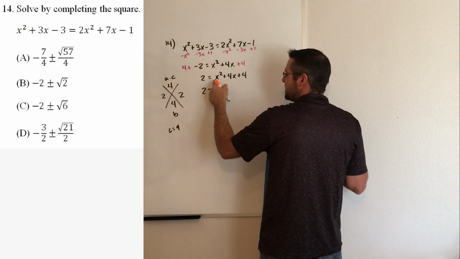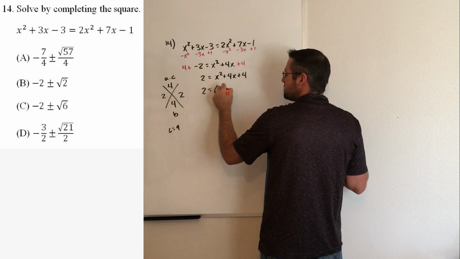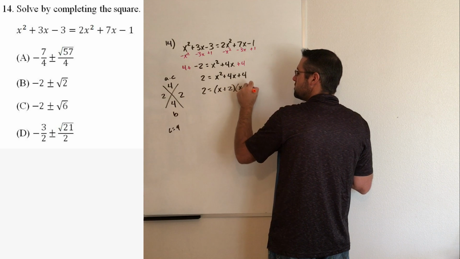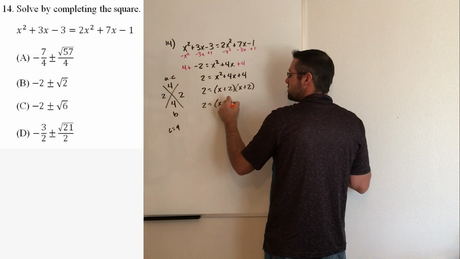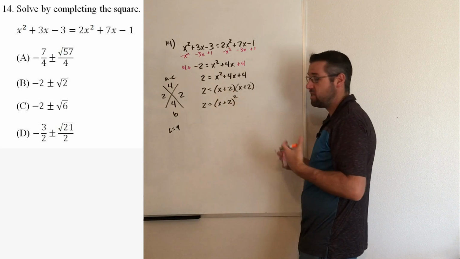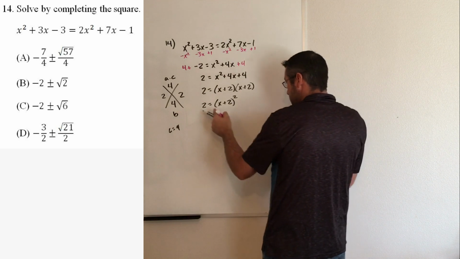So factoring this, because the a value is 1, is these terms. So it's going to be x plus 2 times x plus 2. You can kind of skip that step and just say 2 equals x plus 2 squared. And then from there, you solve it. And that's what it wants us to do, is to solve. So we've completed the square.